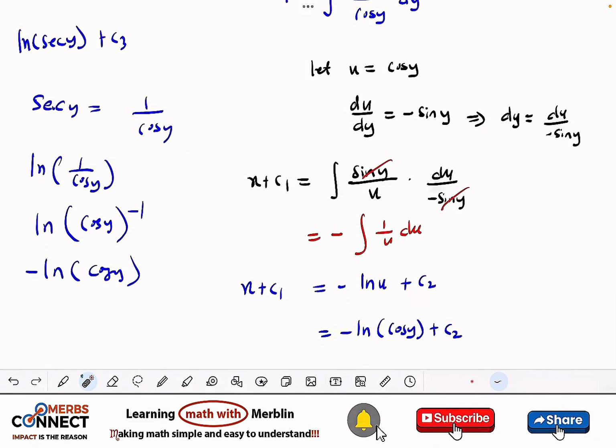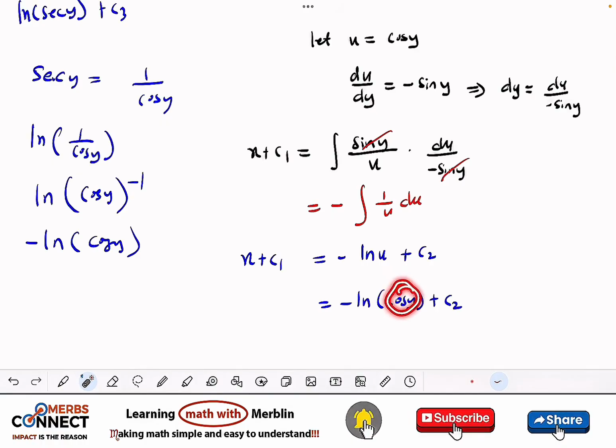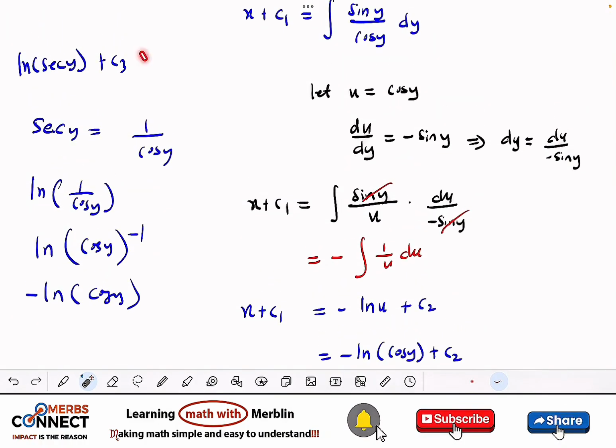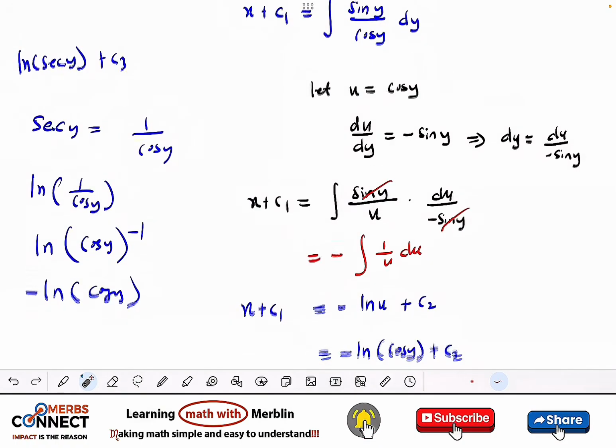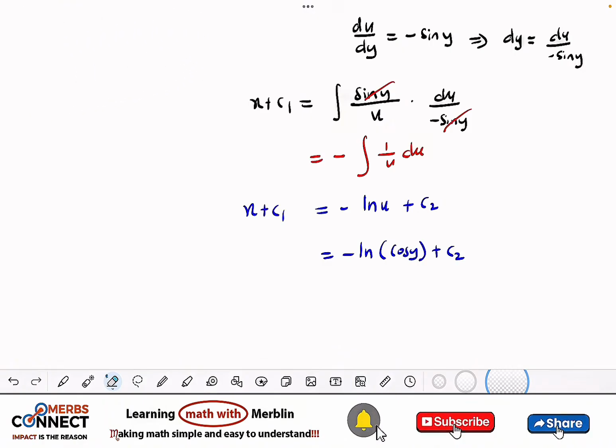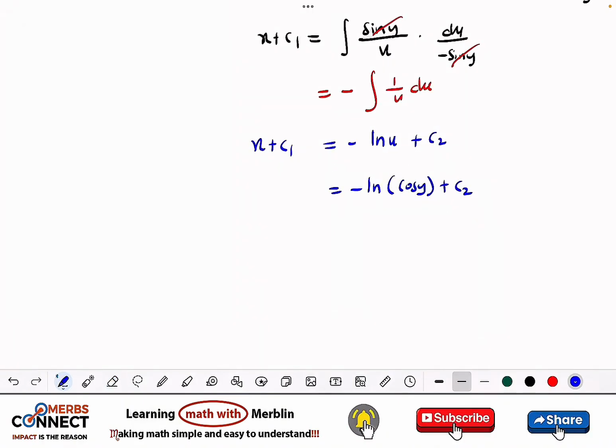And the same thing here too. When I replace this one, I know that cos y is the same as 1 over sec y. And when I do it, I'll come and have this one here. So basically that is what we just need to do. So as I said, you need to practice your integration so that you become very good at it. So now let's find y. So I can write this one as, let me see what I can do here.